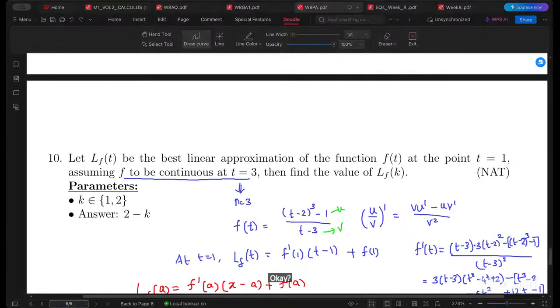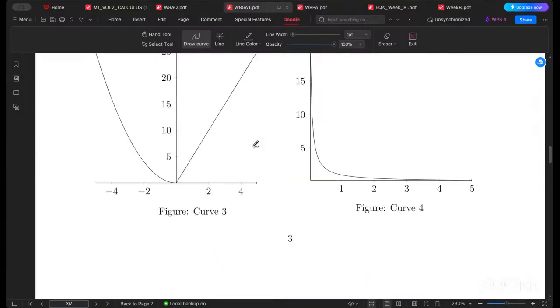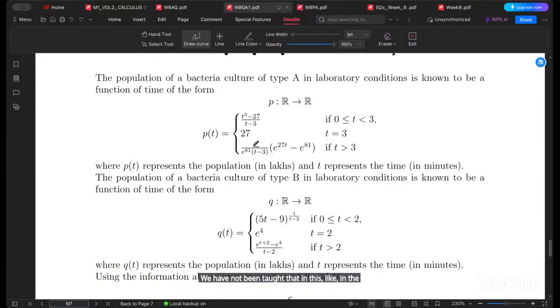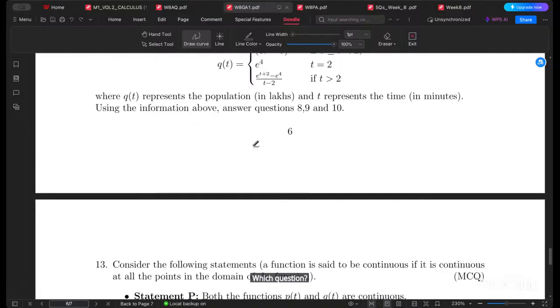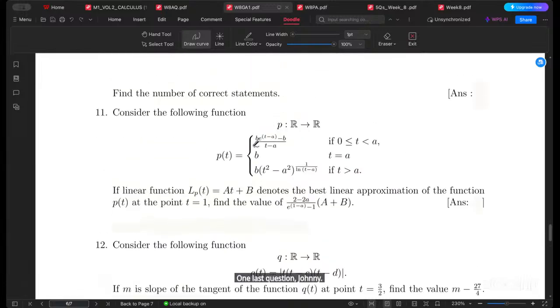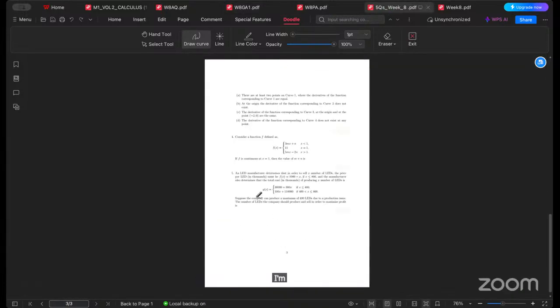All right, so what's the next question? Well, in the graded assignment, in the very last question, there's a term mentioned, maximum. We have not been taught that in the sessions. Which question? The last question, right? Let me be specific. Question 20. This one? LED. Yes, ma'am.